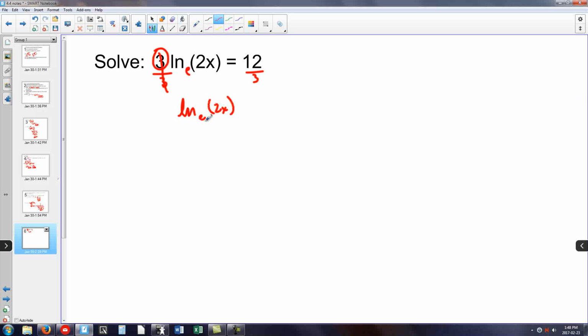And again, I don't have to write this base e, but if you don't remember that it's there, it's nice to write it. Now I have the ln with its base and what it's taking the ln of. Let's go to exponential form. If I go to exponential form, the base is e. The ln, the log, equals the exponent, which is 4. And that should equal what's inside the parentheses, 2x.